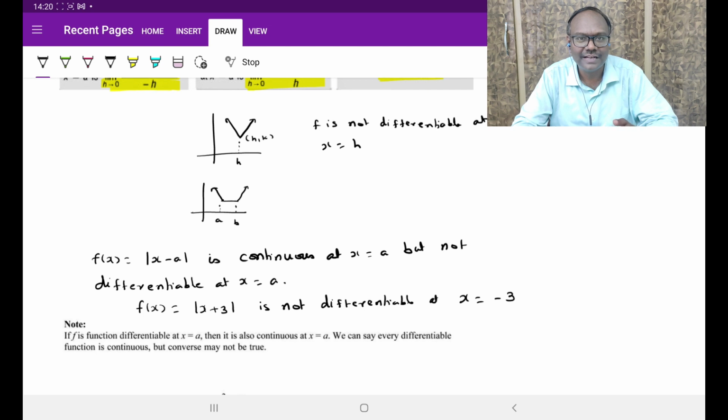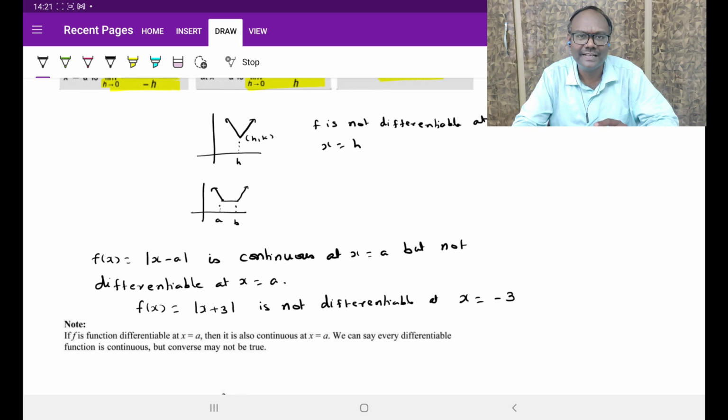All functions which are continuous are differentiable. True or false? The answer is false. All functions which are differentiable are continuous. It is true. A function is not differentiable if it is not continuous. The answer is true, because if the function is not continuous, obviously it has no eligibility to check for differentiability. I hope it's clear.